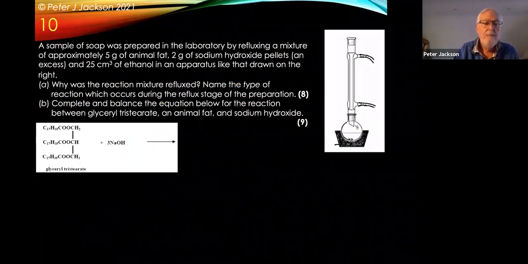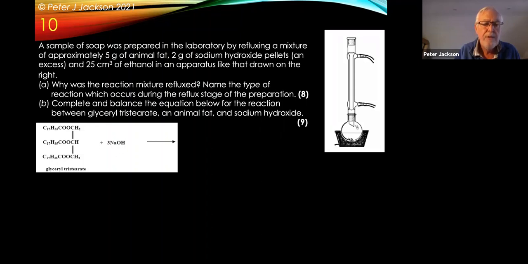And here's another one. A sample of soap was prepared in the laboratory by refluxing a mixture of approximately 5 grams of animal fat, 2 grams of sodium hydroxide pellets and excess, and 25 cm cubed of ethanol in the apparatus, like that drawn on the right. Why was the reaction mixture refluxed? Name the type of reaction which occurs during the reflux stage of this preparation. And B, complete and balance the equation below for the reaction between glycerol tristearate and animal fat and sodium hydroxide.